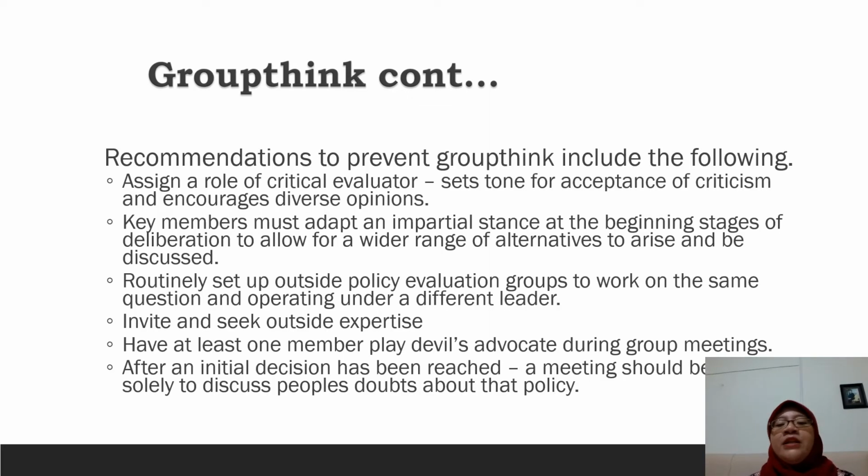So, the recommendations to prevent groupthink: we have 6 parts. The first one, assign the role of critical evaluator. We have to find who the evaluator is. Key members must adopt an impartial stance at the beginning stage of deliberations to allow for a wider range of alternatives.